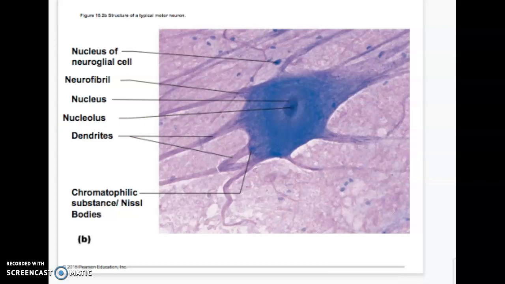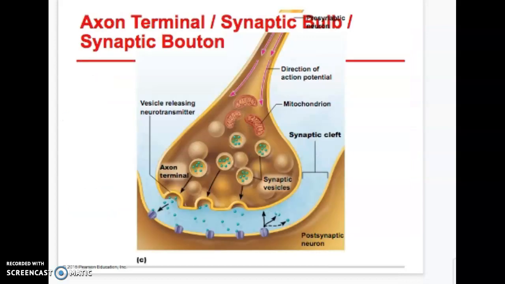I mentioned that the axon terminals are where the neuron synapses with another cell. And so we're just going to look at the axon terminal a little bit.